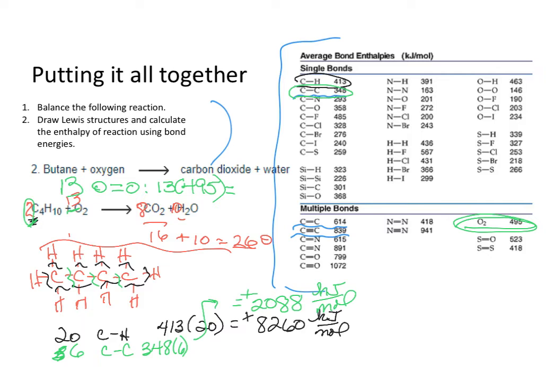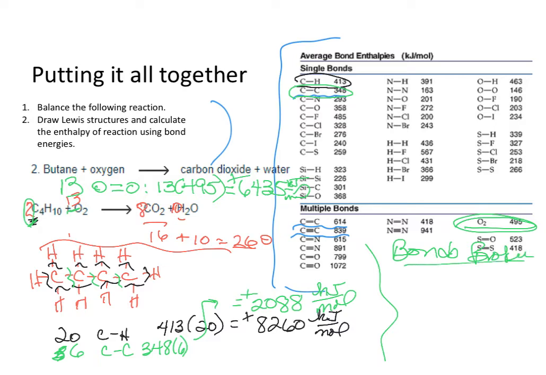Alrighty, so the total energy required to break all 13 of those oxygen double bonds is 6435 kilojoules per mole. And these all have plus signs. So I'm going to go ahead and add together all of the bonds broken energy and see what I have.